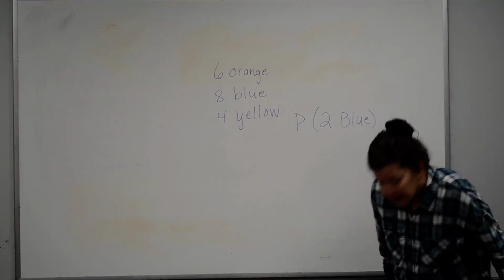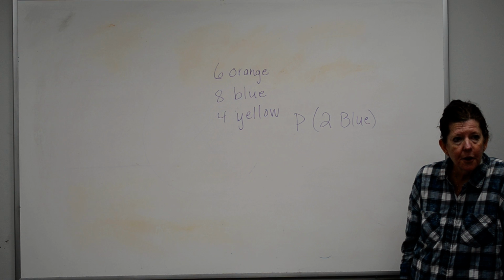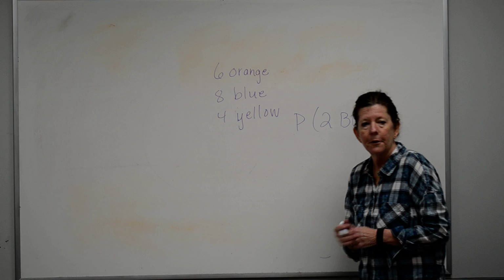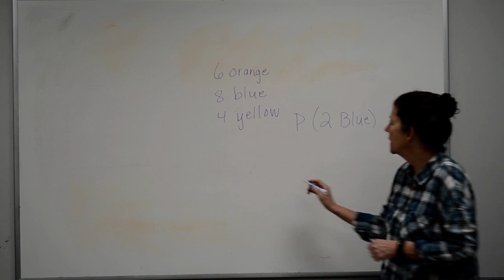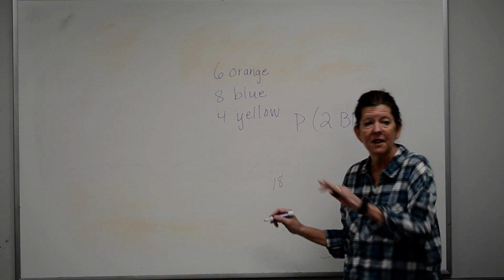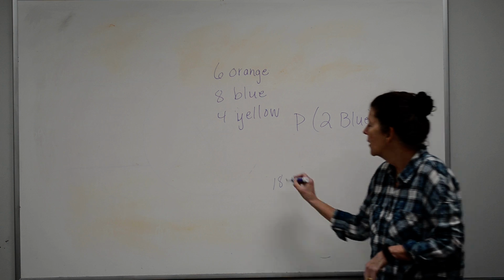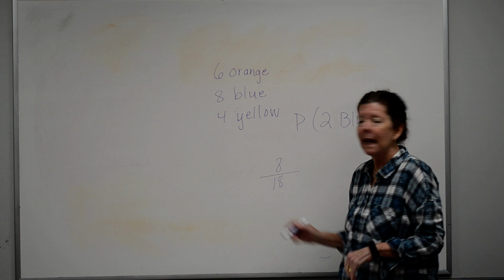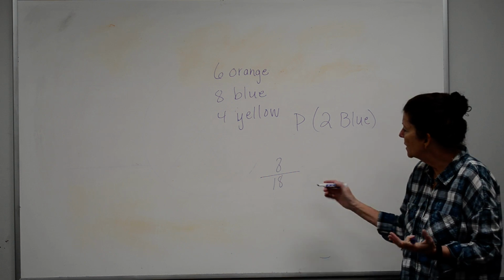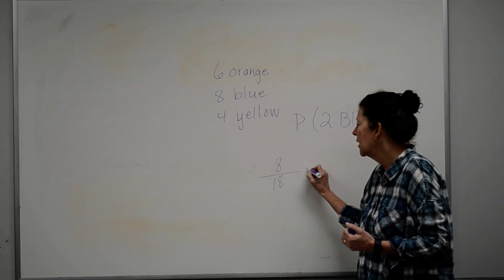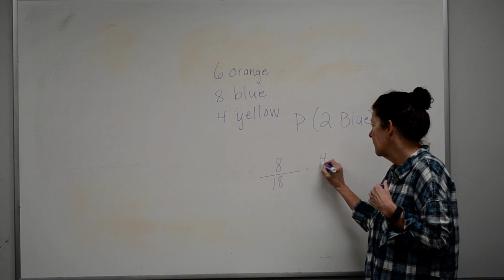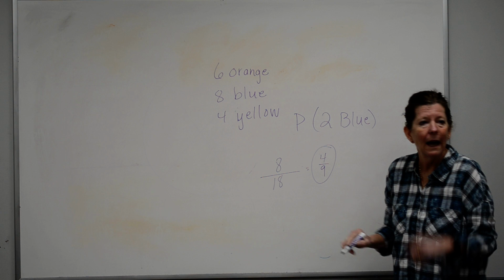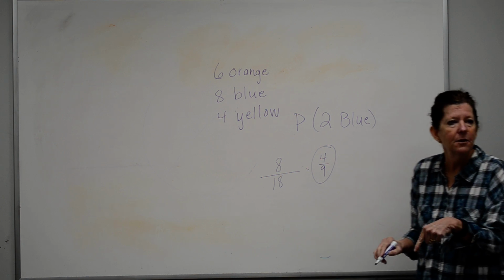Should have 16 over 81. No. Okay. How many different marbles are there? 18. Okay, so I have 18 on the bottom because that's the number of choices I have. The number of successful choices would be 8. Okay, now if I want to reduce that down, I can divide both of them by 2, so I have 4 over 9, right?